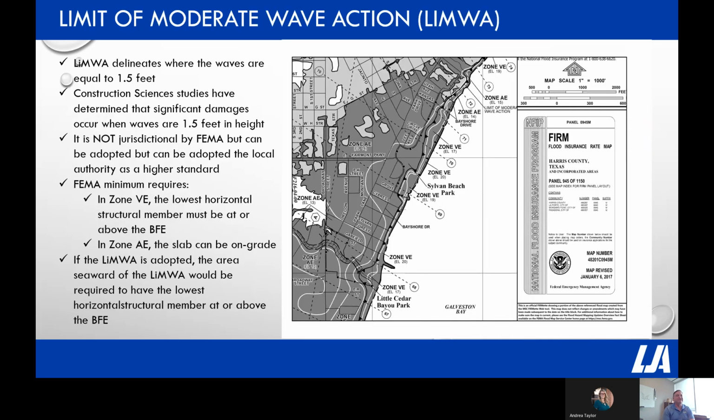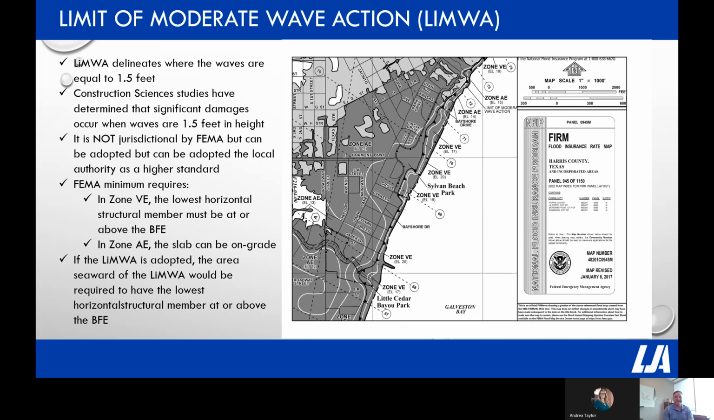And then I'll introduce you to something that's been fairly new over the past 4 or 5 years, something called a limit of moderate wave action. So FEMA and their construction sciences division have continued to study impacts or damages on structures from waves. And what they found is that a wave height of 1.5 feet causes very significant structural damage. So on the regulatory side of things, when they change from a VE zone to a coastal AE zone, again, that differentiation happens at a wave height of 3 feet. Well, now they have significant data that says, hey, if the wave height is 1.5 feet, we need to let the public know about that.